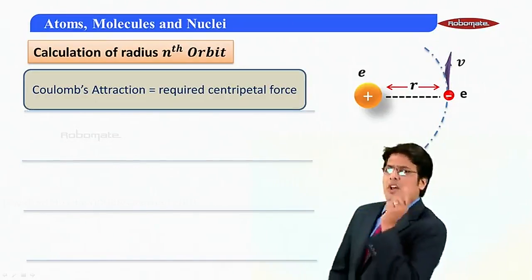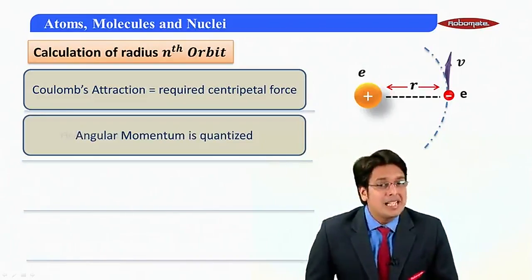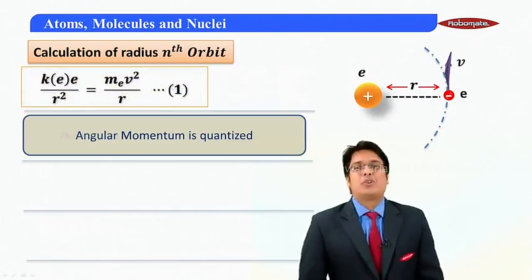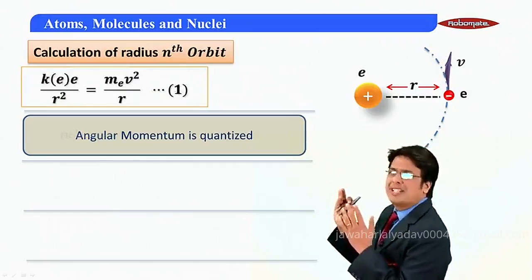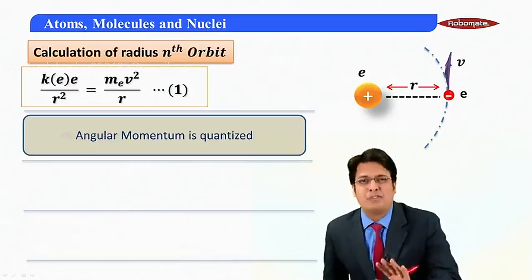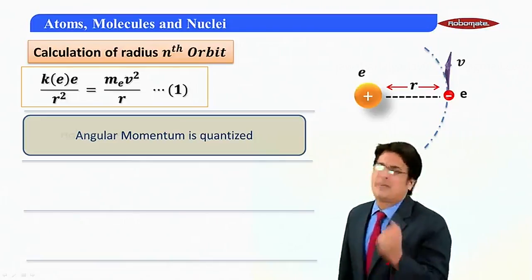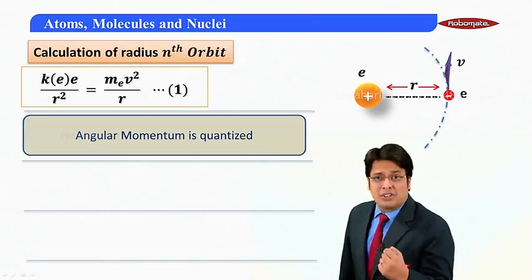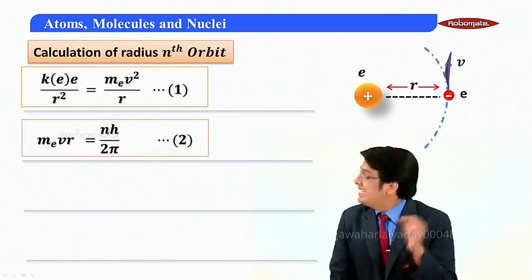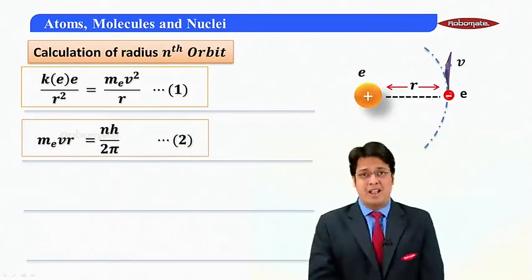Let me project the first postulate. Coulomb's force of attraction is equal to centripetal force. That's your first postulate. And the second postulate: angular momentum is quantized. So, calling upon the first postulate, mv square upon r is equal to k, where k is 1 upon 4 pi epsilon 0, into E, the charge of the nucleus. It's a hydrogen atom after all. Small e again is the charge of the electron, and r square is the square of the radius. So that was the first postulate. The second postulate was the one in which angular momentum, that is mvr, is equal to nh upon 2 pi.